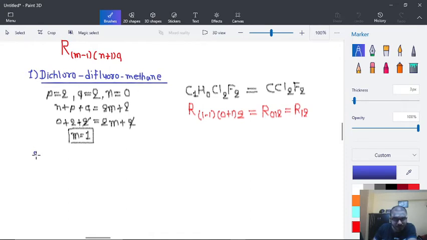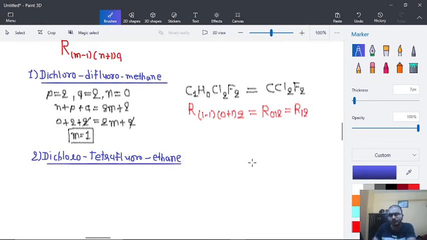Dichlorotetrafluoroethane. So in such case we can say that dichloro, that is P is equal to 2, tetrafluoro, that is Q is equal to 4, and it is ethane, so here N is equal to 0.